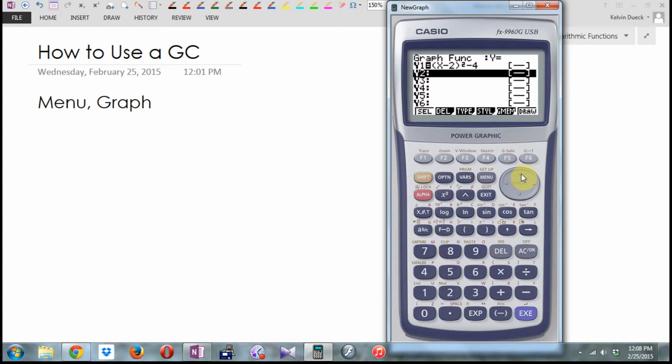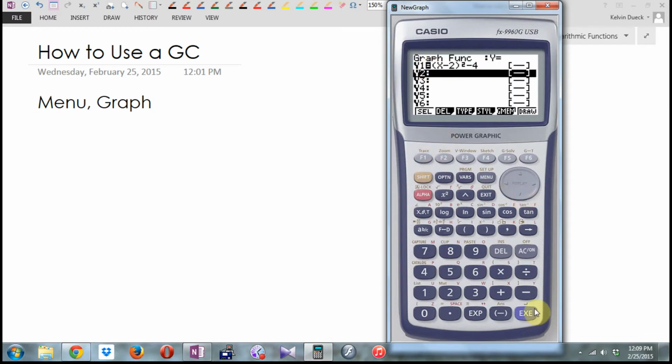What if I wanted to keep this equation, but I didn't want it to graph? I can toggle this equation on and off by going onto it and hitting F1 select. Now it's deselected, and do you notice how the equal sign is no longer boxed in? So if you're ever wondering why isn't the equation appearing, you may have accidentally hit F1 when you were typing and deselected it. I will select it back on again.